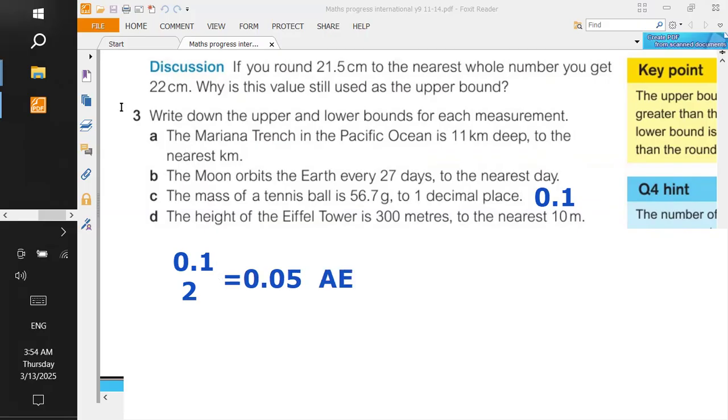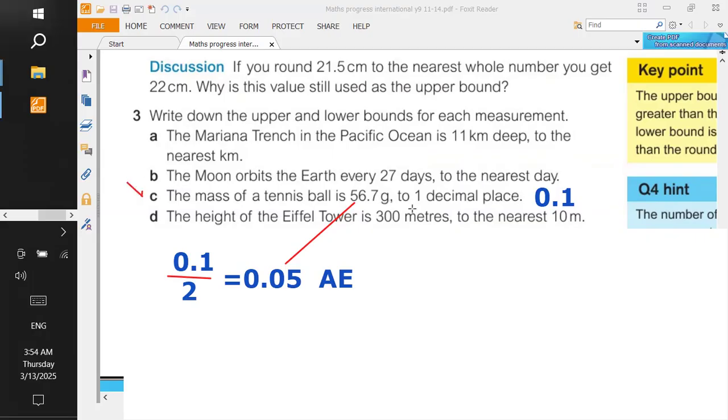Very good. So if it's one decimal place, you just take 0.1 divided by 2, you'll get 0.05, which is the absolute error. And then you take the absolute error, add it to the original to get the upper bound, and subtract it from the original to get the lower bound. And that's the idea of question C.